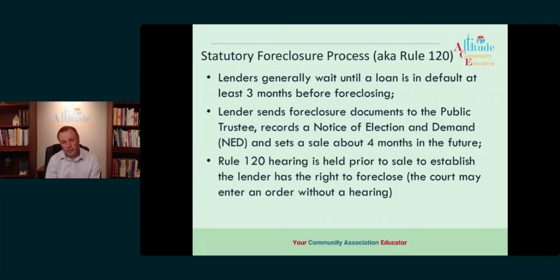A Rule 120 hearing is held prior to the sale to establish the lender has the right to foreclose. Again, this is the hearing that's similar to a amendment if you're going through the court petition process, where they just have to show that they've done all the statutory requirements, and once they've shown that, the court's going to sign off on it.